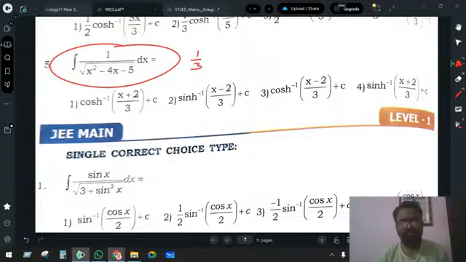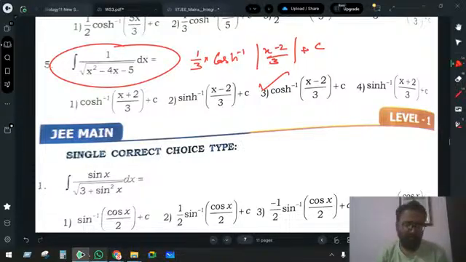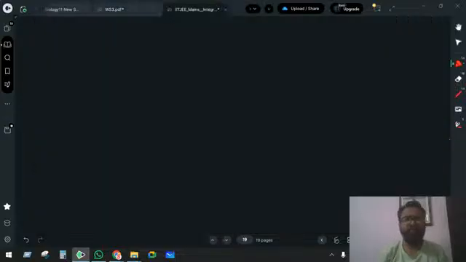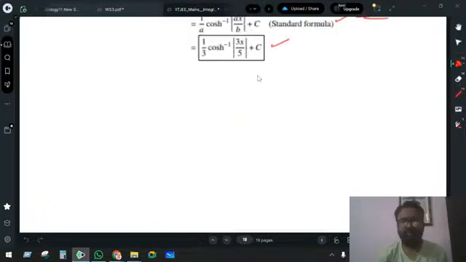Can you cross check the solution in your booklet? It must be 1 by 3. He might have opted for option 3. But who will give 1 by 3? Let's check our formulas also. We have some formulas lying here. What is 1 upon under root of x square minus a square?